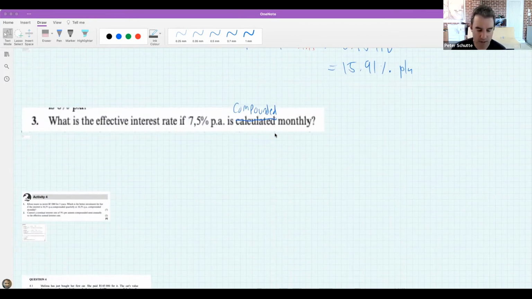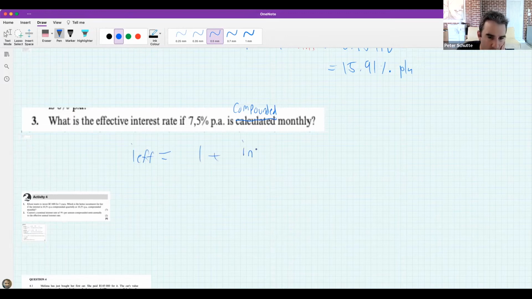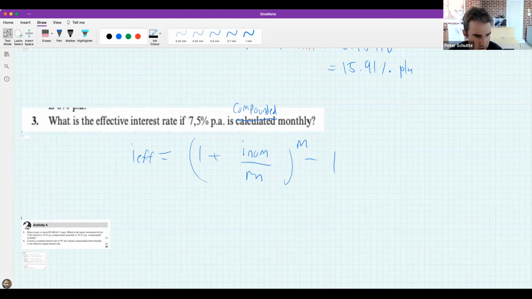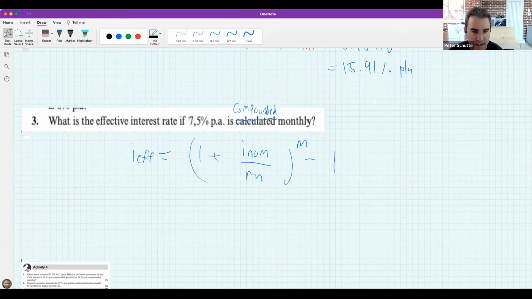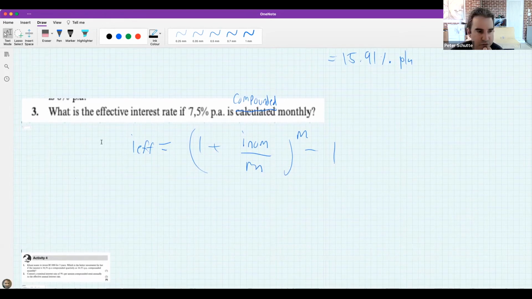Okay, so the formula that I gave you earlier in the lesson for this was, and this is to convert, so from I effective, 1 plus I nom over m to the power of m, minus 1. And so I want to see, can you use that to find me the effective interest rate? So basically we're saying 7.5% per annum nominal interest rate. If I change that to compounding monthly, not yearly, what is the effective rate that you get by chopping it up into monthly portions?